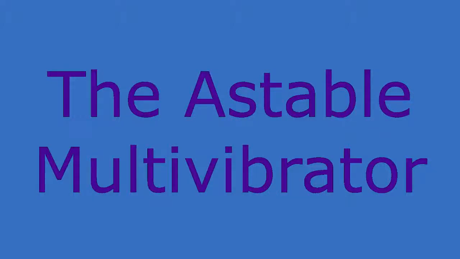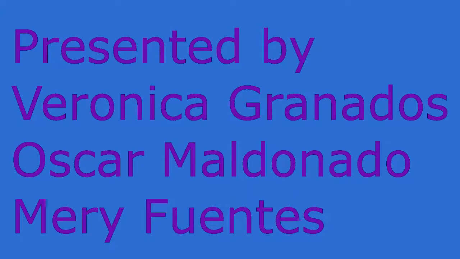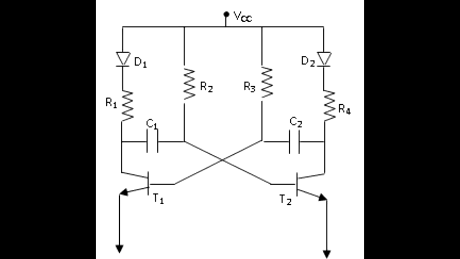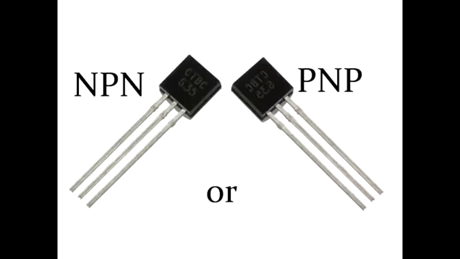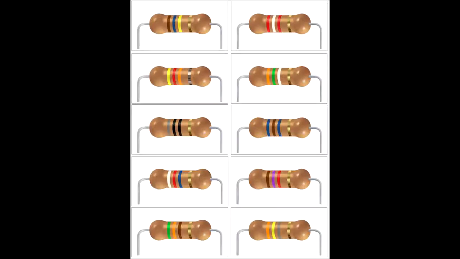The astable multivibrator is another type of cross-coupled transistor switching circuit that has no stable output states, as it changes from one state to the other all the time. The astable circuit consists of two switching transistors, a cross-coupled feedback network, and two time-delaying capacitors.